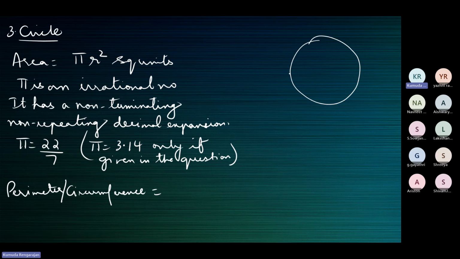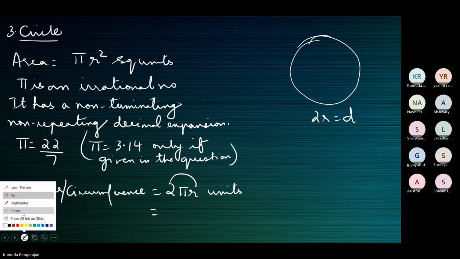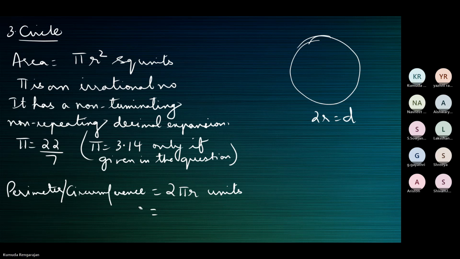The length of the boundary is given by the formula 2 into pi into r, 2 pi r units. What is 2r? 2r is nothing but d. Twice the radius is the diameter. So it is also pi d, because 2 into r is d. Units.